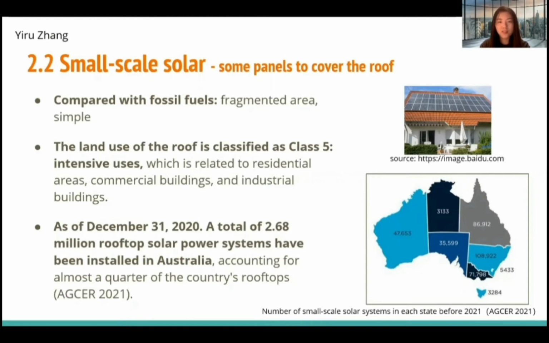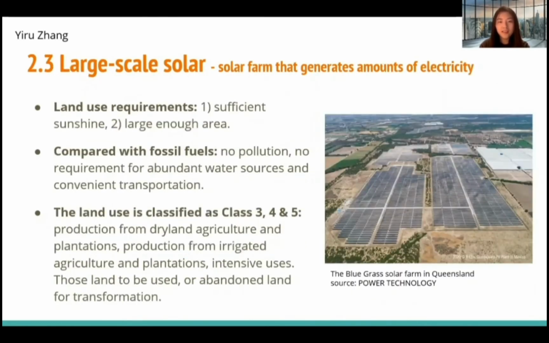Also, according to statistics, Australia has installed this solar technology on 2.68 million rooftops as of 2020. The figure in the lower part shows the number of rooftops installed with solar in each state, almost a quarter of the country's rooftops. In terms of large-scale solar farms, surface sunlight and open land area are its basic requirements for land use.